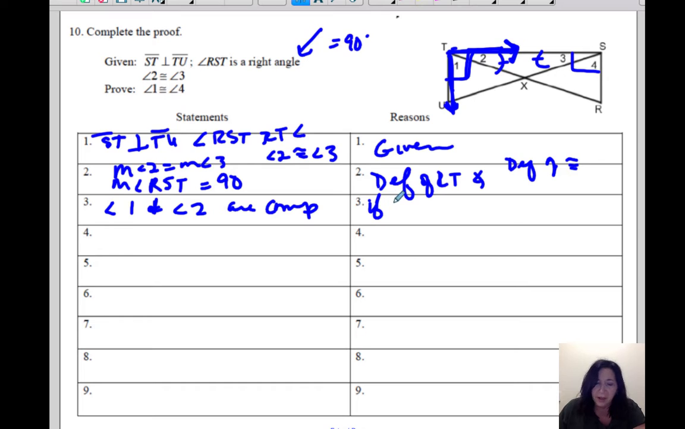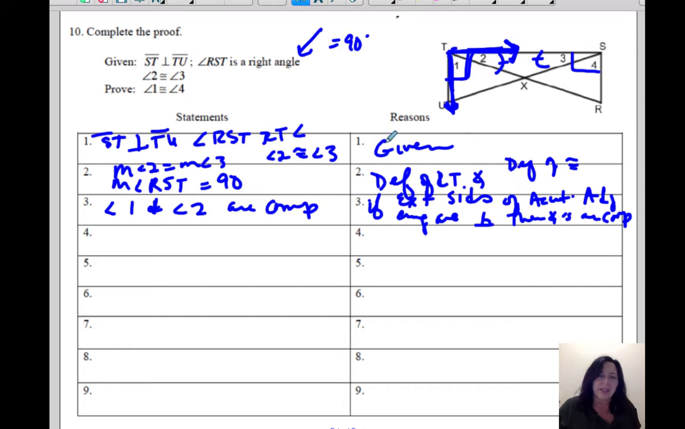You say if the exterior sides of acute adjacent angles are perpendicular, which they are, then the angles are complementary. And you basically have to say that they add up to be 90 degrees, okay? So once we do say that, then I can say the measure of angle 1 plus the measure of angle 2 is equal to 90 degrees.